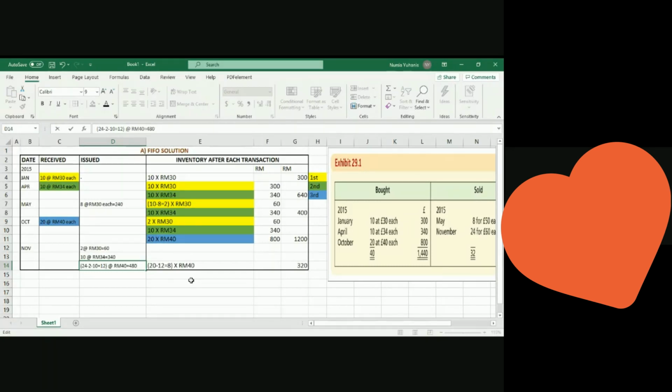I hope the rest also try to calculate. 480. So now your COGS is whatever you have sold. So now you need to add 240 plus 60 plus 340 plus 480.